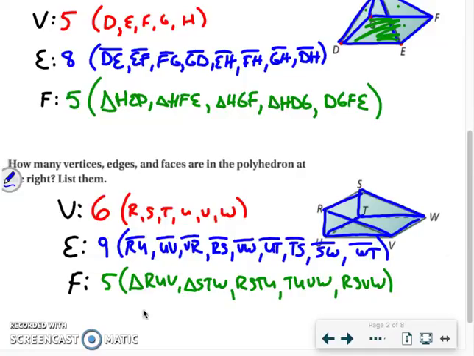So if any of your letters are in a different order, that's all right. And then for your 5 faces, you have 2 triangles, one on the front, one on the back, and then 3 quadrilaterals connecting those 2 triangles as well. So you can just check your work there and see how you did.